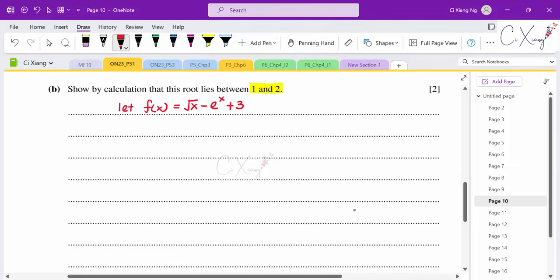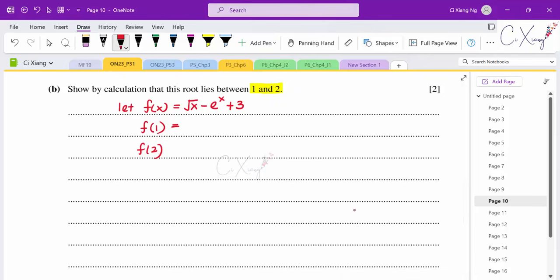Then after that, I substitute the values 1 and 2 into the expression. When you substitute x equals to 1, that means you're having square root 1 minus e power 1, then plus 3. So you get one value. If you didn't do any careless mistake, by right, it should be 1.28. Then now you substitute x equals to 2. Again, if you didn't do any careless mistake, by right, you should have 2.97.